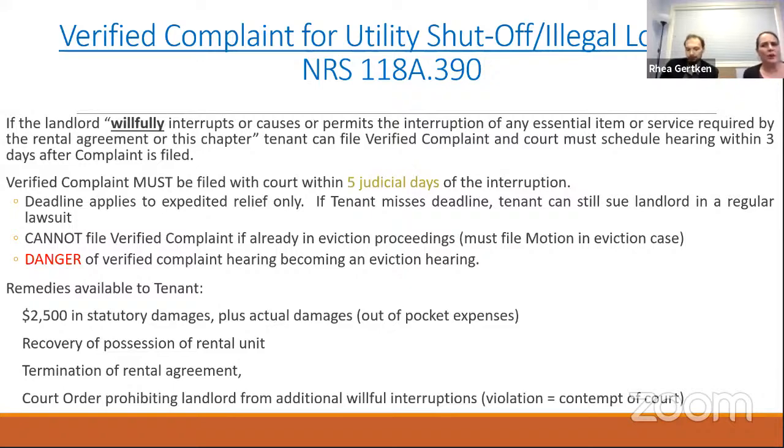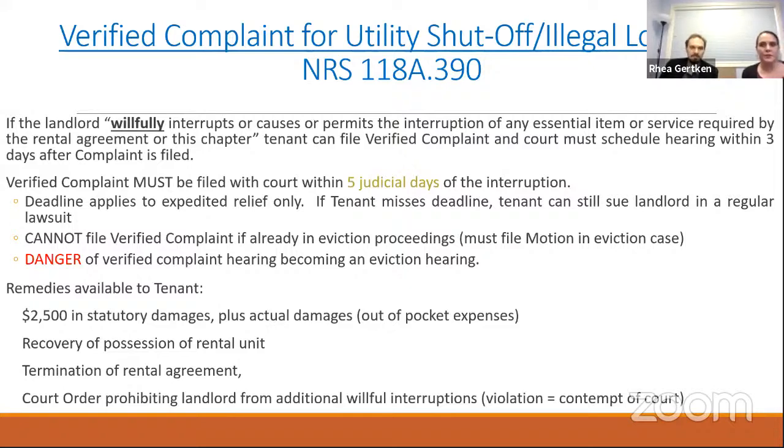You kind of want to watch out, though, if you are in an eviction hearing, to make sure that the hearing for your verified complaint doesn't somehow become a hearing for your eviction. So make sure that the judge understands what you're there for, whether you're arguing on the motion for the expedited relief or whether you're actually at the hearing for the eviction. Because judges often have a very heavy docket and they can get a little bit confused if there's 2 separate issues in one single case.